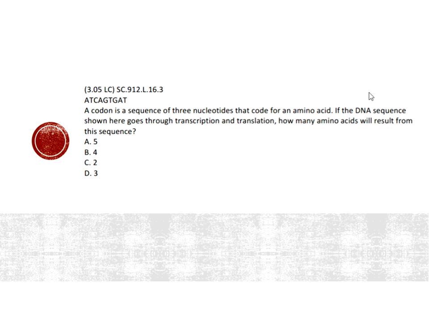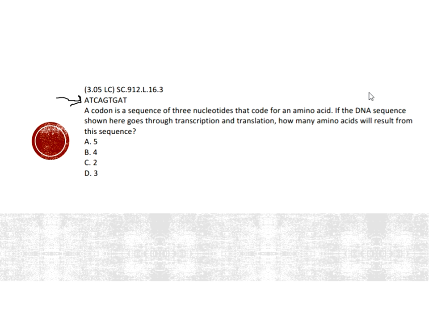This one says a codon is a sequence of 3 nucleotides that code for an amino acid. If the DNA sequence shown here goes through transcription and translation, how many amino acids will result from this sequence? So here's the DNA sequence up here. It's kind of hidden. To me, I would think they should put it at the end, but anyways, they put it at the beginning. So based on this, how many amino acids will we get from that particular strand?